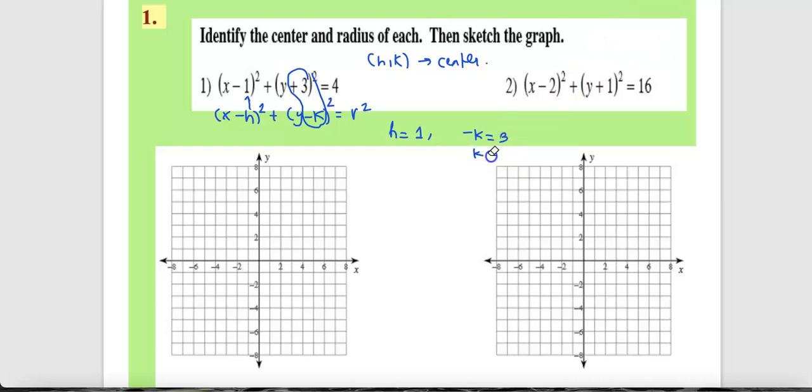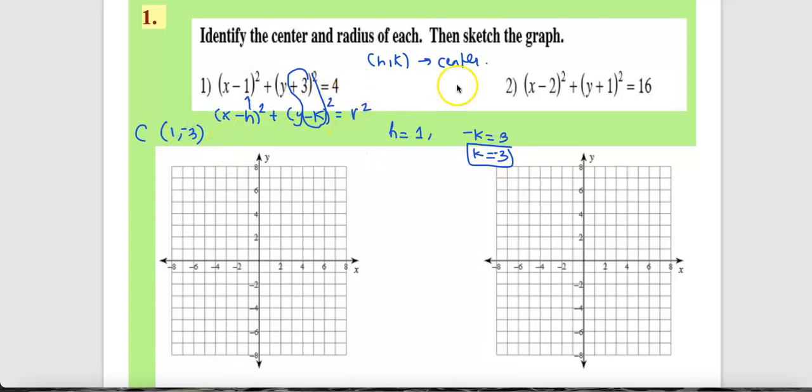Let me erase this and rewrite it. So I will get the value of k as what? −3. So what is my center over here? My coordinates of center are (1, 3). I'm sorry, it should be negative 3 over here. Negative 3, I forgot to put it. It should be a negative 3.